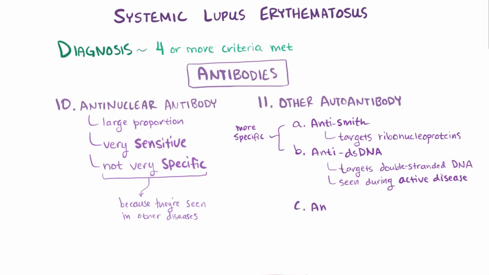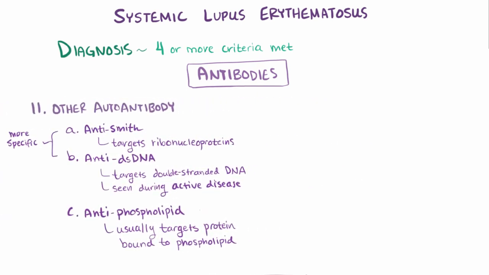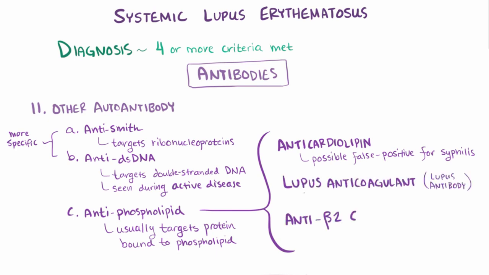A third type of antibody, though, is anti-phospholipid antibody, which is actually usually against proteins that are bound to the phospholipids, and is less specific for lupus, meaning that it can pop up in other situations. There are 3 types of anti-phospholipid antibodies. Anti-cardiolipin, which can cause a false positive test for syphilis, since anti-cardiolipin antibodies are also sometimes involved in syphilis. The other 2 are lupus anticoagulant, also known as lupus antibody, and anti-beta-2 glycoprotein 1.